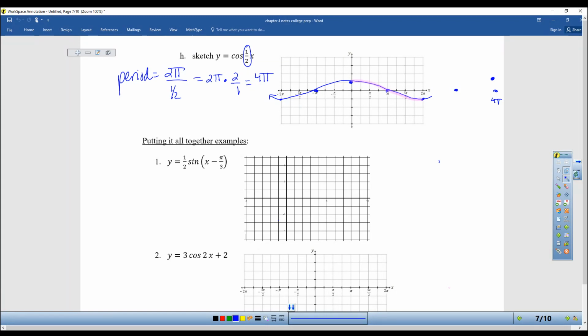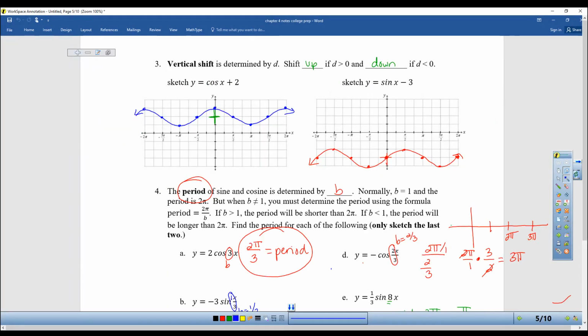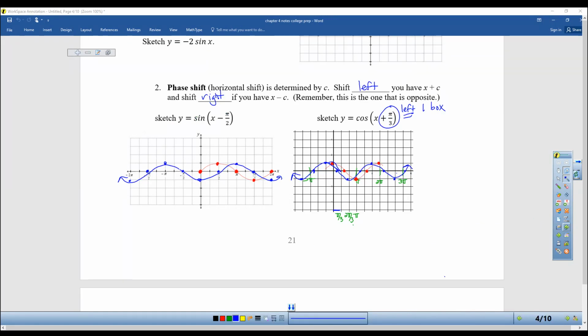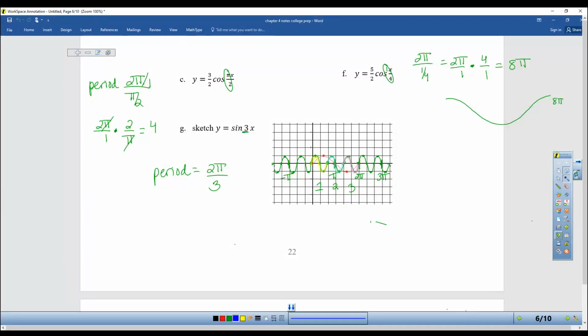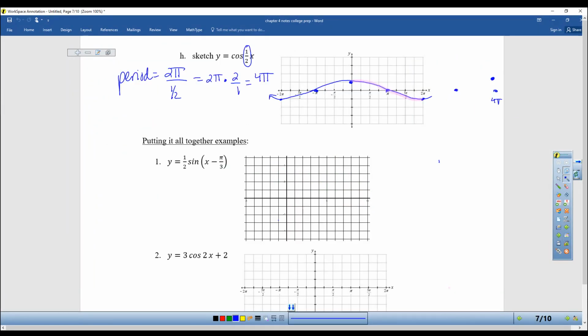Okay, there is absolutely nothing new to teach you. The rest of these examples are just to make sure that you can put all these concepts together at once. Because when we did it, we just did vertical shift or just did period or just did phase shift or just did amplitude. But obviously, you're going to have to do problems where all those things are combined.